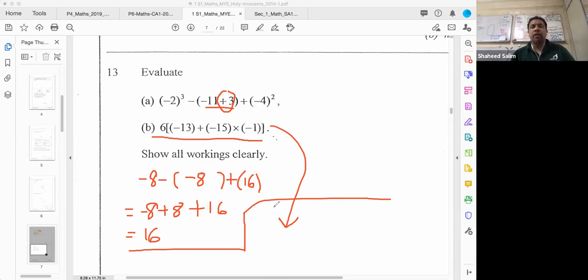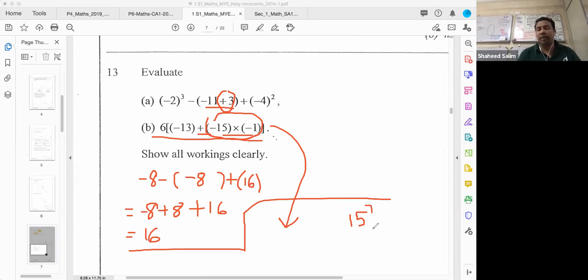There are so many other brackets. So now let us ask ourselves, which one do you do first? Do we times the 6? No. There's plus and there's times inside. You do the times first. Do this one first. So 15 times 1 is what? 15. Minus is plus. So you get 15 down here.